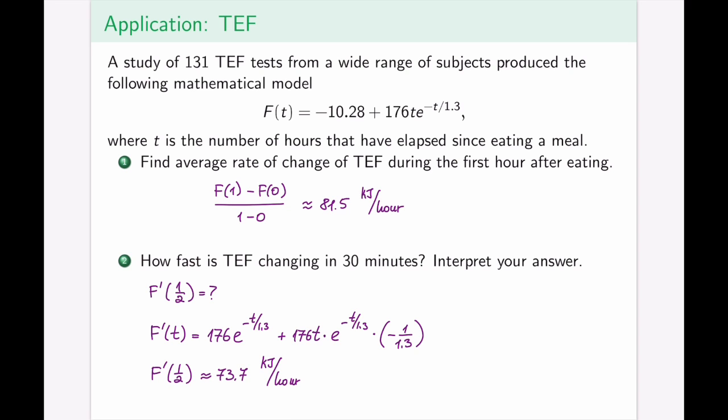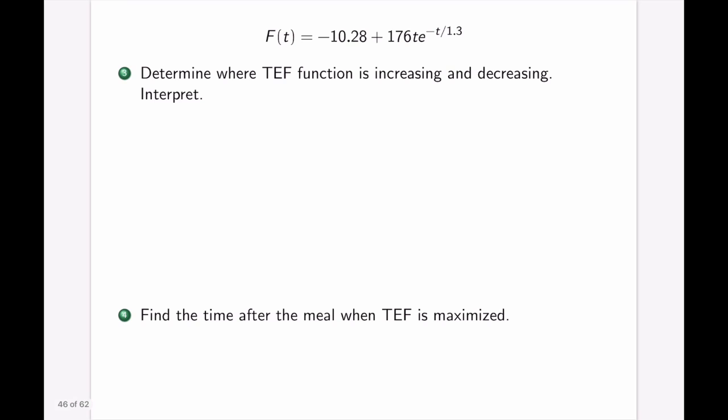Now let's take a look at what happens as time goes on. Of course, we're interested in determining when the function is increasing and decreasing. An increasing function means that your metabolic rate is up. A decreasing function means it's coming down. And the eventual question is, when is it maximized? So when is your metabolic rate maximum after the consumption of the food? And maybe how long does it take to come back to approximately normal? So how long does it take to even out again and essentially come back to 0?